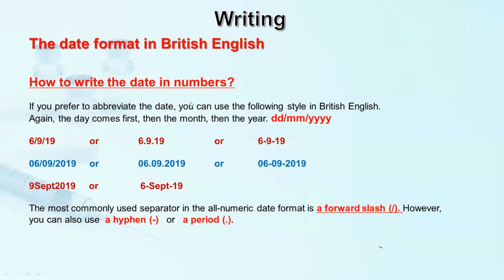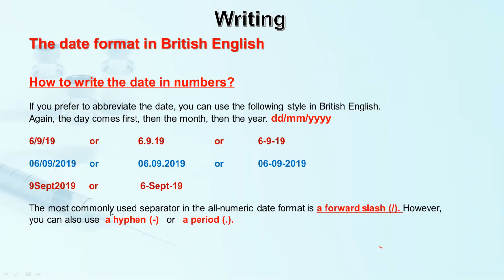And this is regarding writing date format in British English, but in numbers. This is the numeric style. If you prefer to abbreviate the date, you can use the following style in British English. Again, the day comes first, then the month, then the year. Simply, you can say 6/9/19 or 6/9, this is for September 2019. And as I said earlier, I prefer this one. It's more formal than this one.